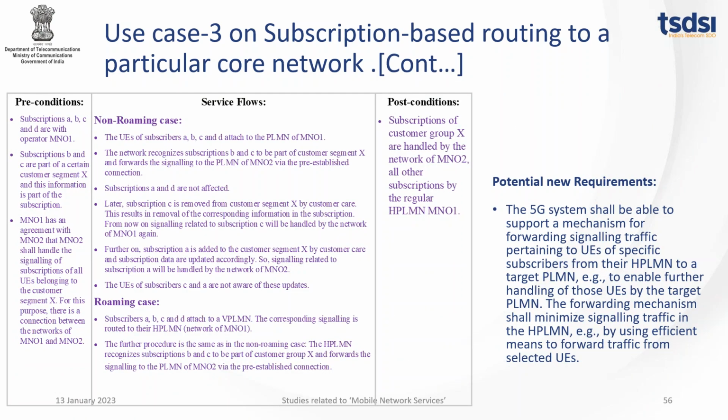The probable new requirement that comes out from this use case is: the 5G system shall be able to support a mechanism for forwarding signaling traffic pertaining to UEs of specific subscribers from their home PLMN to a target PLMN, for example, to enable further handling of those UEs by the target PLMN. The forwarding mechanism shall minimize signaling traffic in the home PLMN, for example, by using efficient means to forward traffic from the selected UEs.